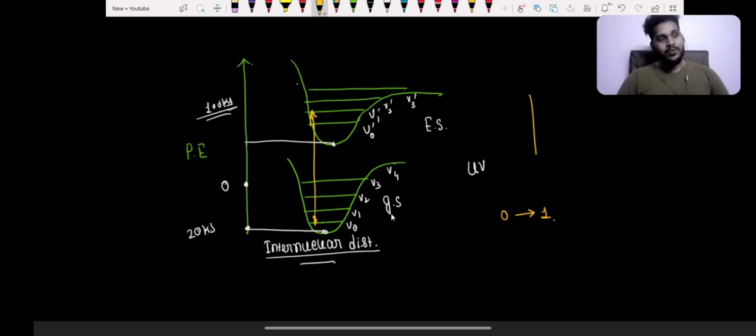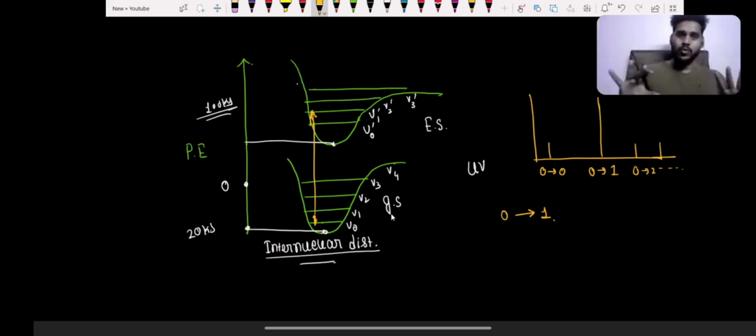So if I have to draw the intensity peaks, where am I supposed to see the maximum intensity? Let's say 0 to 0 transition, 0 to 1 transition, 0 to 2 transition, 0 to 3 transition, and all those things. Which transition is actually happening, guys? 0 to 1 transition. So there I'm supposed to see a peak like this, and the probability of all the other transitions should be low.